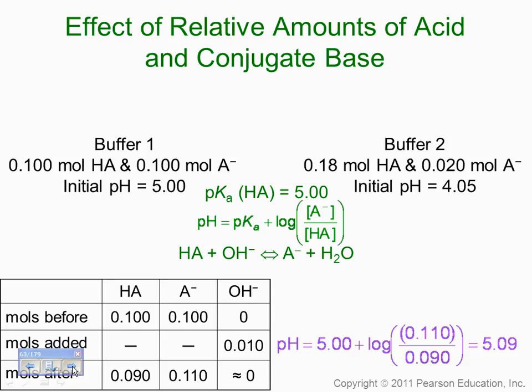We run some numbers. You can run these numbers yourself, so I'm going to move through these numbers relatively quickly. It might be good practice for you to go back and do these calculations yourself. But on the buffer on the left, if I come in here and I put in 0.01 moles, this is the one we did earlier, 0.01 moles, and I run a calculation, the pH goes from 5 to 5.09. Not much of a change.